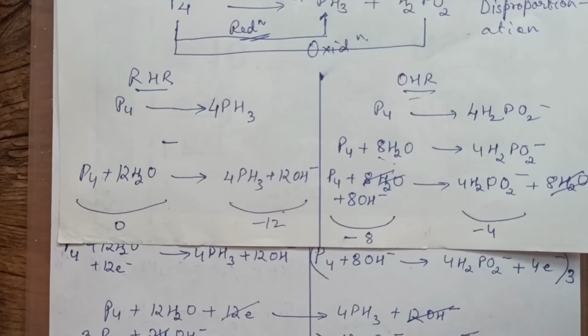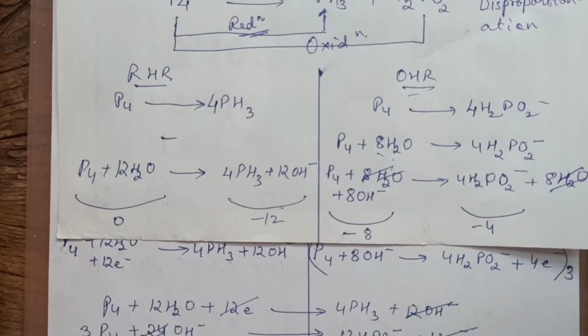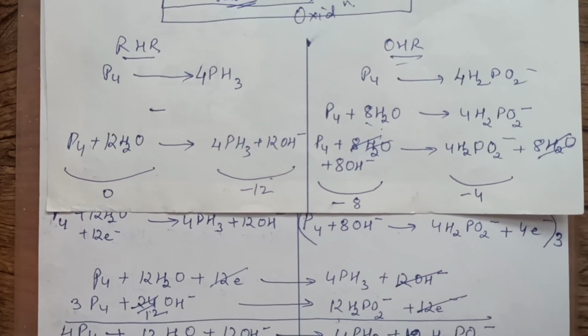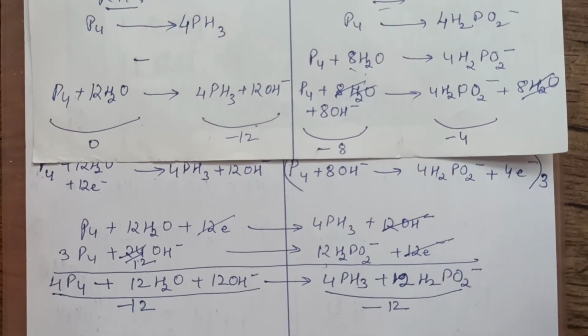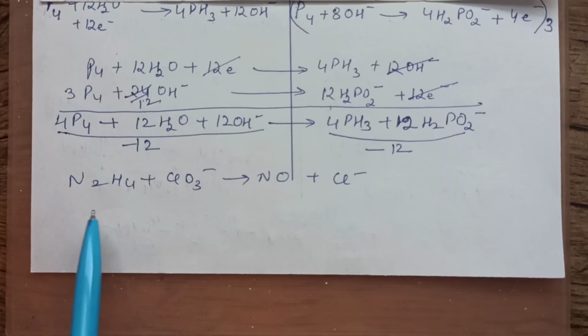Okay. Please see the whole equation now properly. This was our equation, P4 forming, right? And please take a pause in between and write down the whole equation. Okay, this is our final equation. Please note down this equation and you will try to balance it on your own. N2H4 plus ClO3 minus forms NO plus Cl minus. It is in the basic medium. You will try to balance it.